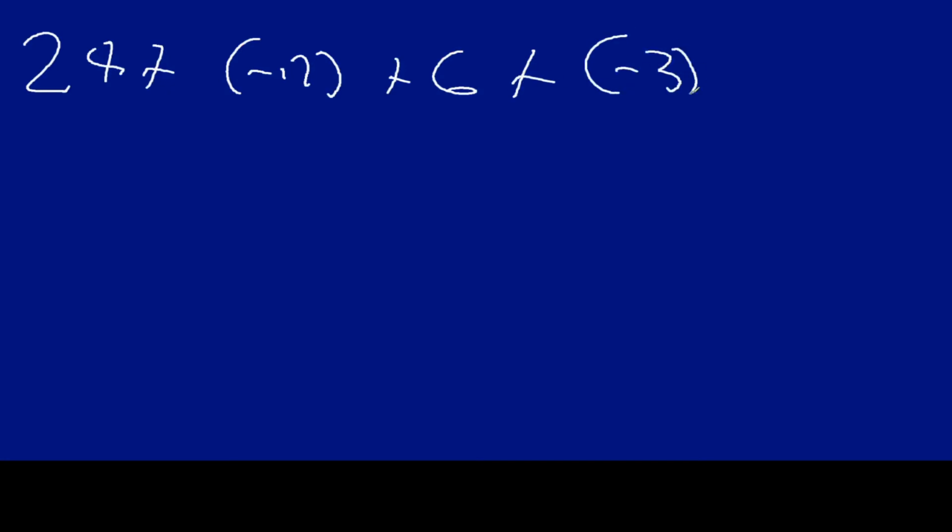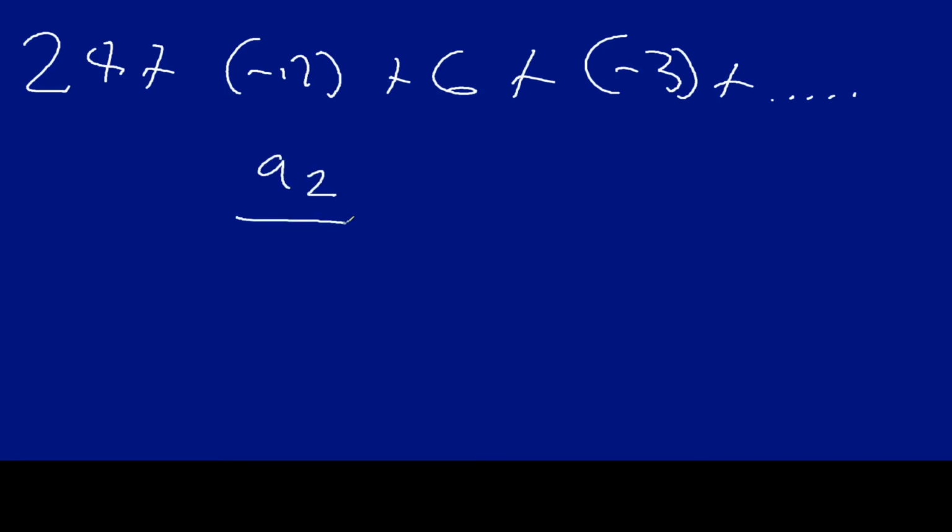So here are the numbers. We're going to have 24 plus -12 plus 6 plus -3, and then we're going to just put in our dot dot dots after that. We know it's infinite. Now, to find out, first we have to figure out what our ratio is. We have to figure out our R.